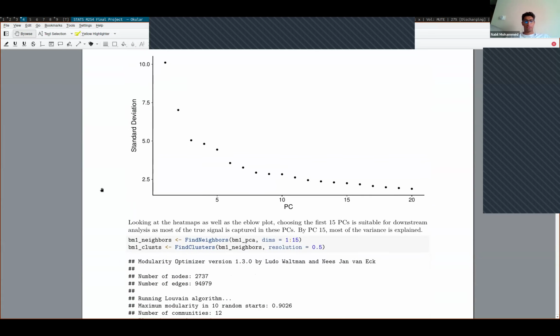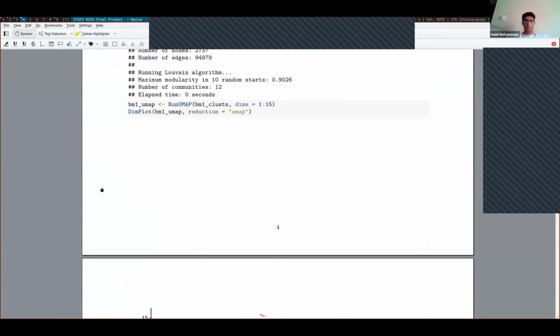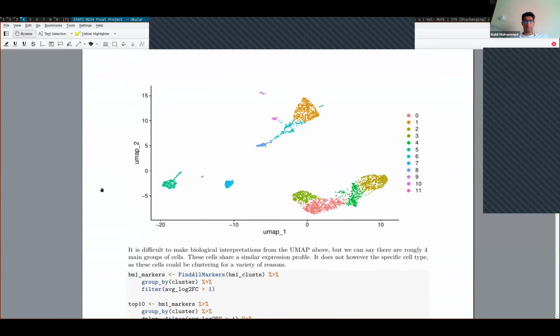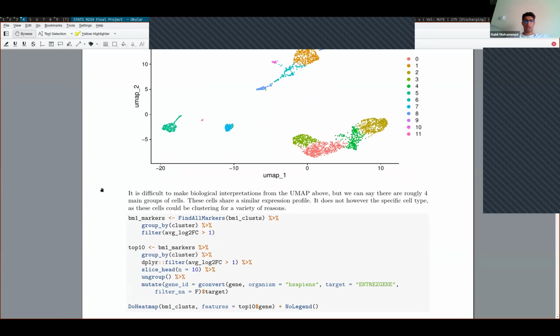So then I found the neighbors, and I did clustering as well to plot my initial UMAP, and I found there's kind of 4 rough main groups of cells. And then from here, I wanted to actually identify what types of cells each of these were.